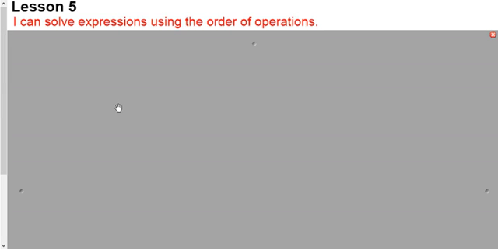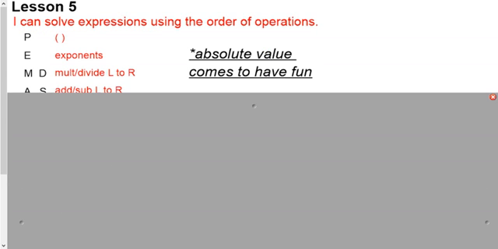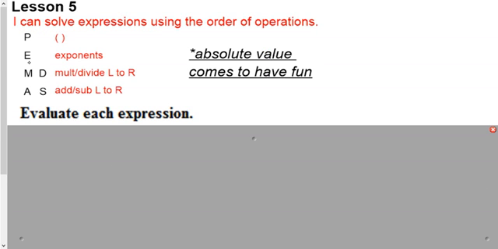In seventh grade, we're still going to be taking a look at the order of operations. The only difference is that basically absolute value is going to come into the picture.